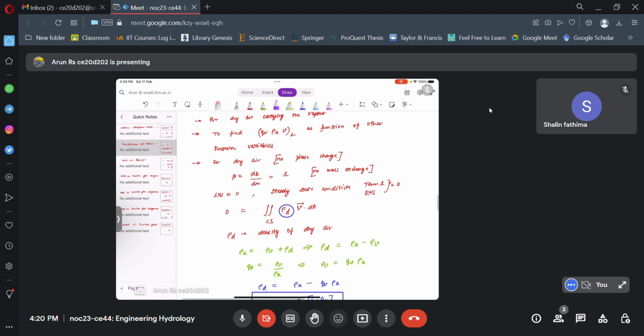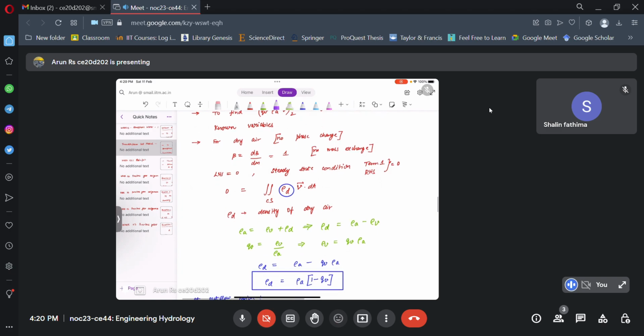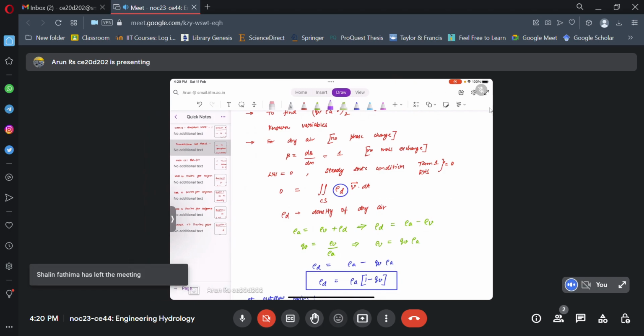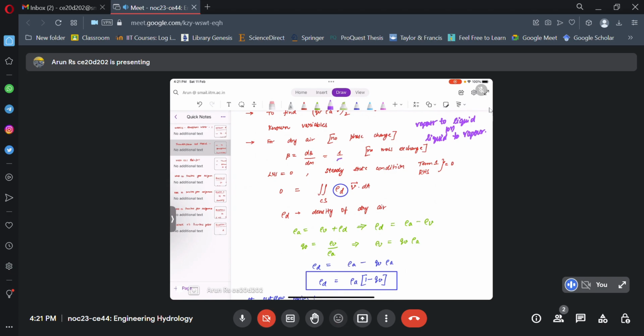So here, for dry air, we know that there is no phase change happening. So there is no change of phase from vapor to liquid or liquid to vapor. In such cases, the intensive property is basically the mass itself and it is equal to 1.